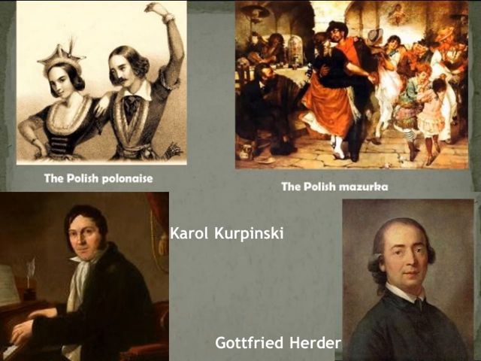Together, Karpinski and Herder illustrate the dynamic ways in which cultural figures can influence national consciousness and contribute to the broader Enlightenment and Romantic movements. Their work reminds us that culture and identity are deeply interconnected, shaping how societies perceive themselves and their place in the world.